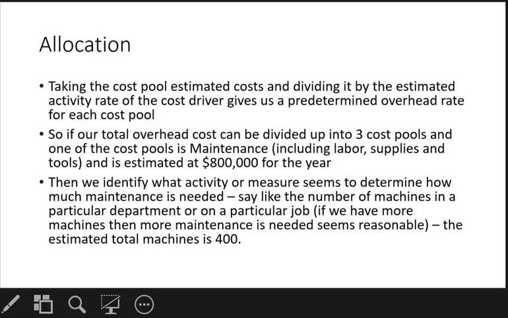So if our department has 400 machines and another department has 200 machines, we would expect to use about twice as much maintenance as the other department. Or if our job requires 400 machines and the other job requires 200 machines, we would expect to use about twice as much maintenance. Again, nothing is perfect here. These are estimates. We're just trying to get an idea of what it is that makes the cost go up.